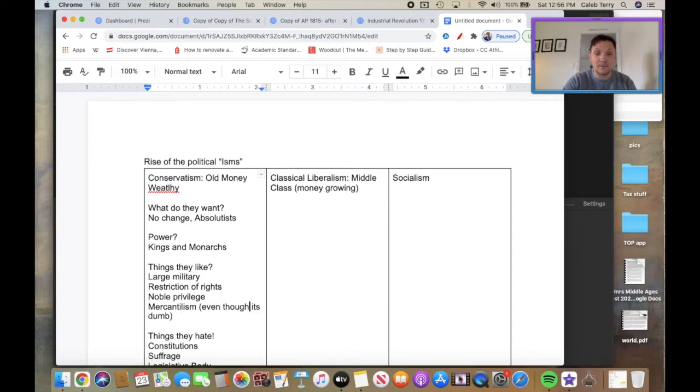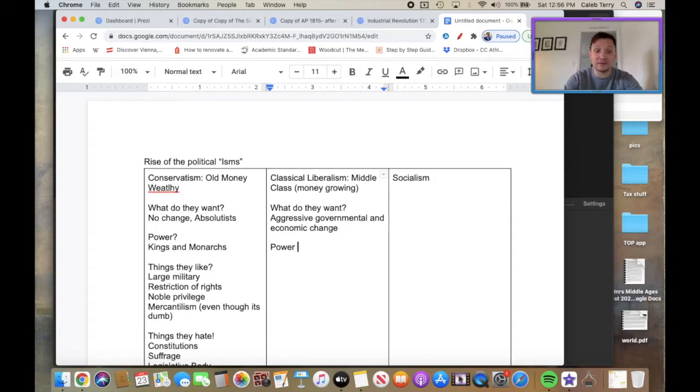Now, big things over here. What do they want? What do classical liberals want? Who are these people? What do they want? The classical liberals want aggressive governmental and economic change. Now, not crazy aggressive, but still pretty aggressive.